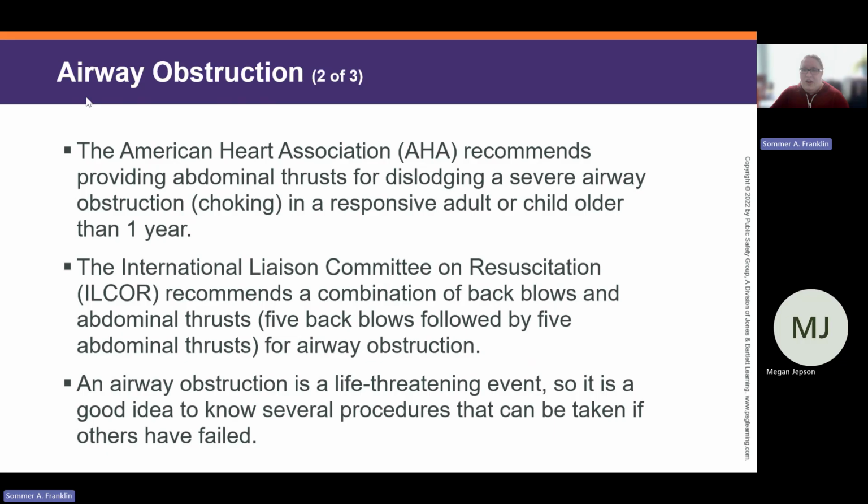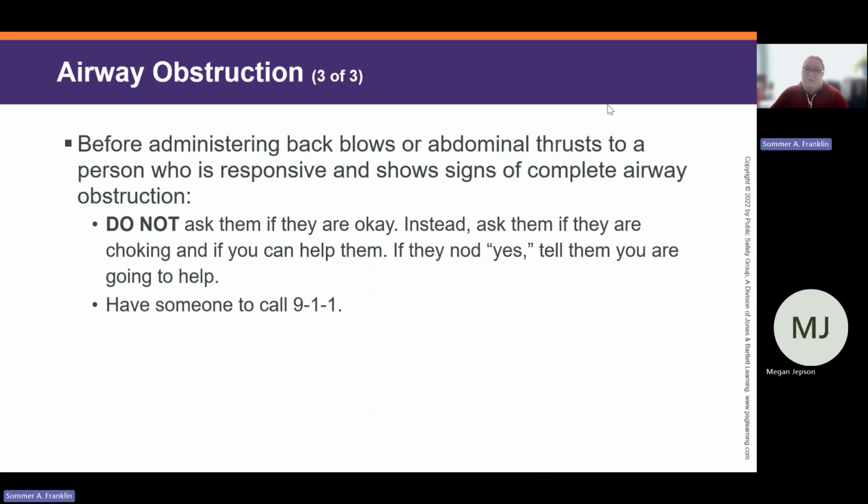The American Heart Association recommends providing abdominal thrusts for dislodging a severe airway obstruction or choking in a responsive child, a responsive adult, and a child older than 1 year. The International Liaison Committee on Resuscitation recommends a combination of back blows and abdominal thrusts. So that's 5 back blows followed by 5 abdominal thrusts for airway obstruction. An airway obstruction is a life-threatening event, so it is a good idea to know several procedures that can be taken if others have failed.